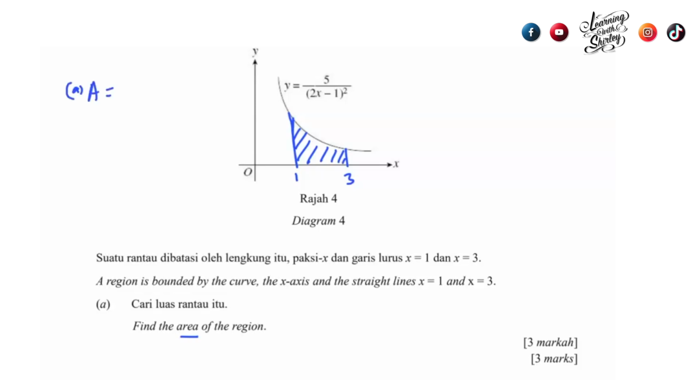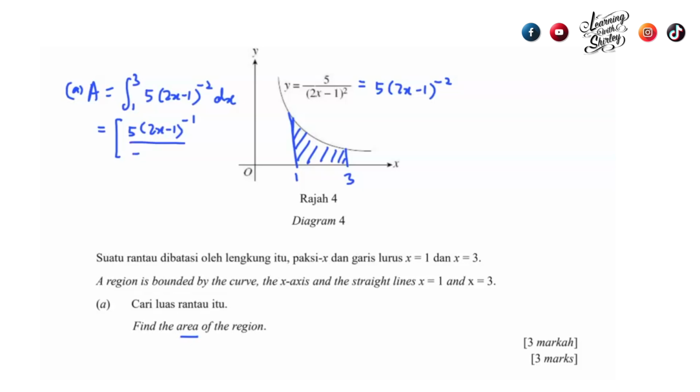So area is equal to the integration from 1 to 3 of the equation. I'm going to change this to index form, so it'll be easier for us to integrate later. So this will be 5 times (2x minus 1) to the power negative 2, dx. Now we can start to integrate. So here, 5 and then the bracket 2x minus 1, and the power plus 1 becomes negative 1.